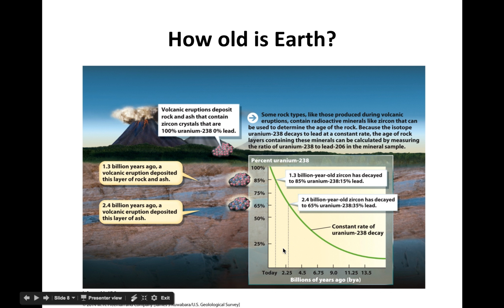Here's a picture of the decay of uranium. It takes about 1.3 billion years for zircon to decay to 85% uranium. 2.4 billion years old zircon has decayed to about 65% uranium, and so on and so forth. It's a constant decay rate, so anywhere on this line will tell you not only how old it is in billions of years, but also you measure that with the percent of uranium found in that rock.